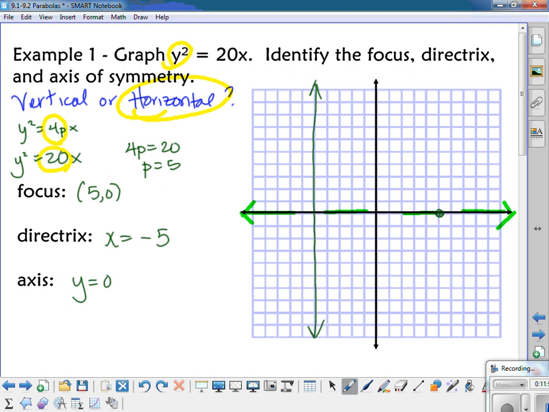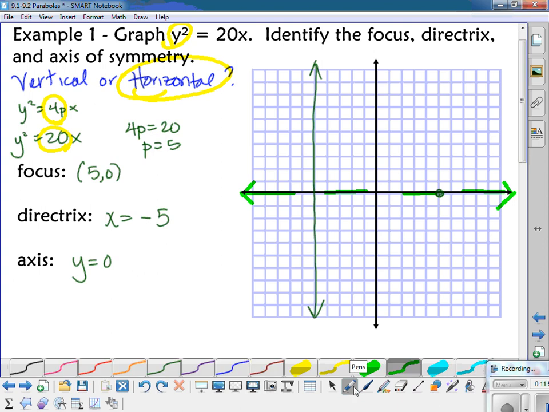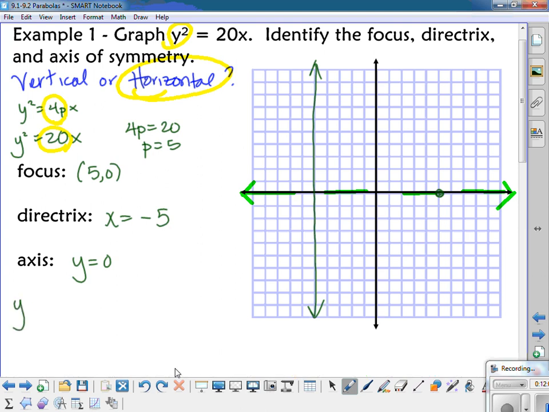So now the problem is I don't have any points, and I'm not sure how wide or how narrow it's going to be. So I do need to make a table. And it's not in the form we're used to writing tables from. We've got y squared equal to 20x. And normally when we make a table, we just have y equals, right? So if I want to be able to make a table, I just take the square root of both sides. And so y is going to be plus or minus the square root of 20x. And I can make a table from that.